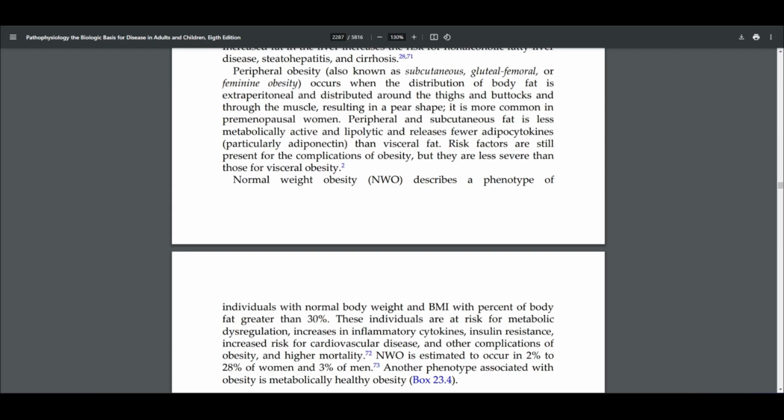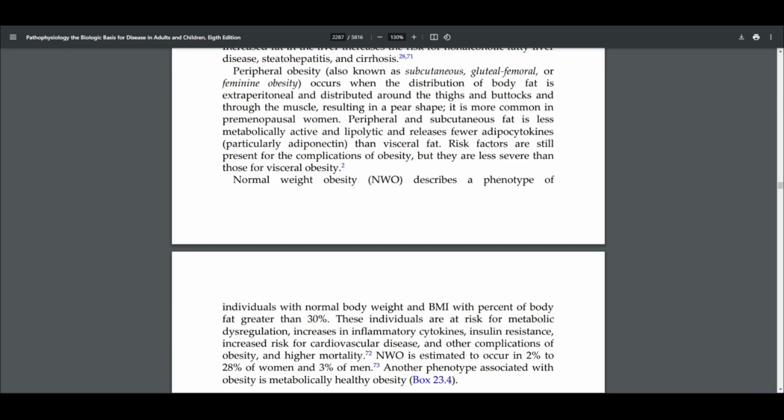Peripheral obesity occurs when the distribution of body fat is extraperitoneal and distributed around the thighs and buttocks and throughout the muscles, resulting in a pear shape. It is more common in premenopausal women. Peripheral and subcutaneous fat is less metabolically active and lipolytic and releases fewer adipose cytokines than visceral fat. Risk factors are still present for the complications of obesity, but they are less severe than those of visceral obesity.